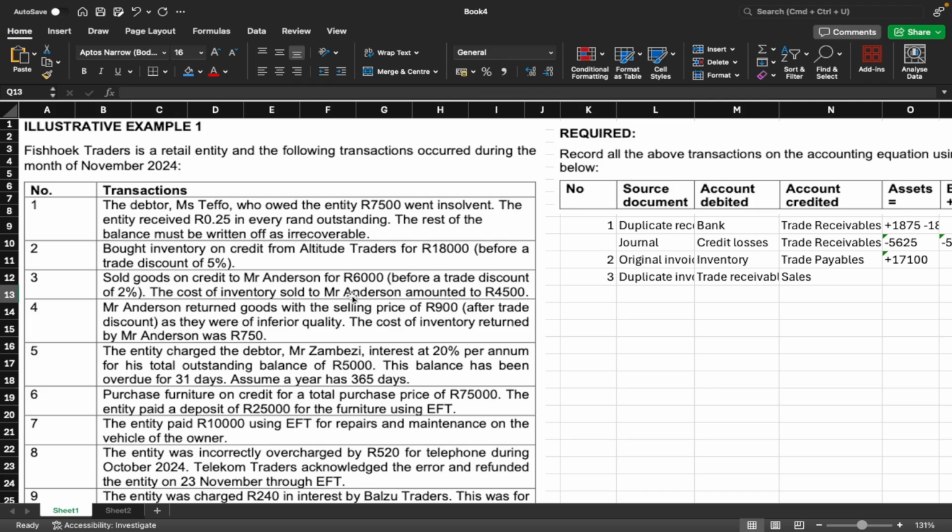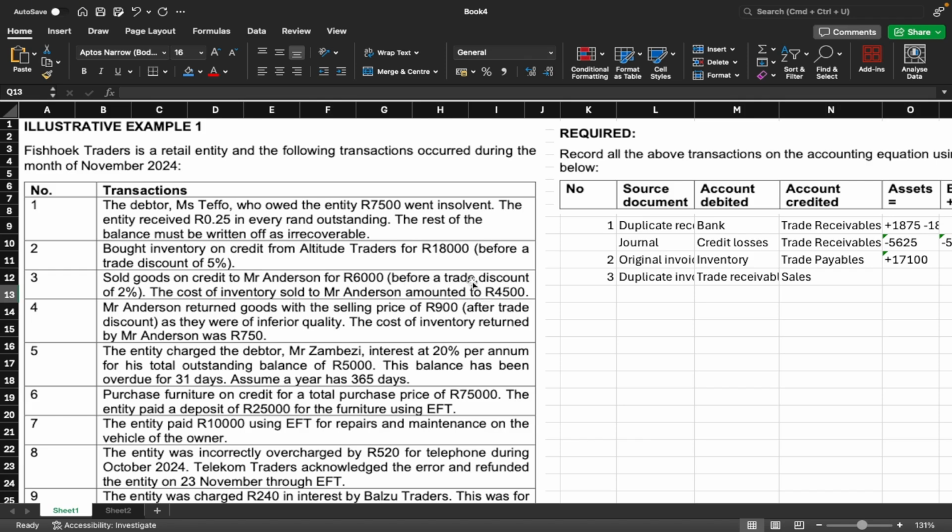are given here? Well, remember, we're told the cost of inventory sold to Mr. Anderson amounted to 4,500 Rand. That's the cost. That's our second journal entry. Remember, when you're using the perpetual inventory system, when you have to record the second journal entry, as I've explained, you will first record the sale and how much you sold it for, or how much you're owed, and then the second journal entry is where you record how much it cost you for the inventory that you just sold. But in this case, let's deal with the first one.